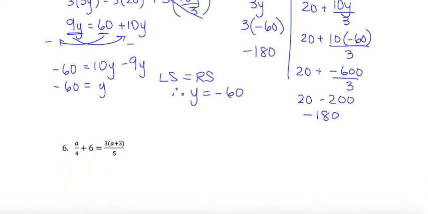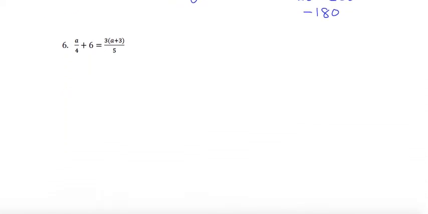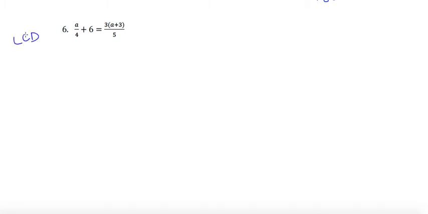Last example. This is one of the harder ones. This is an example where our denominators aren't the same. So I have one that's a 4 and one that's a 5. So a over 4 plus 6 is equal to 3 times a plus 3 divided by 5. So this is where we're looking for that lowest common denominator. Sometimes you'll see this as a lowest common multiple as well.